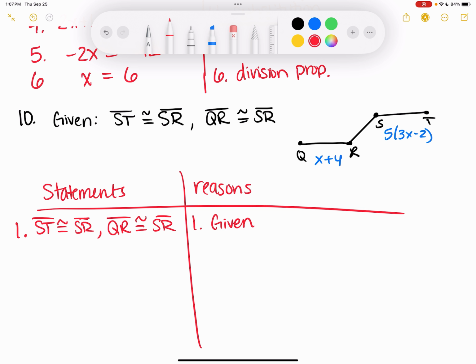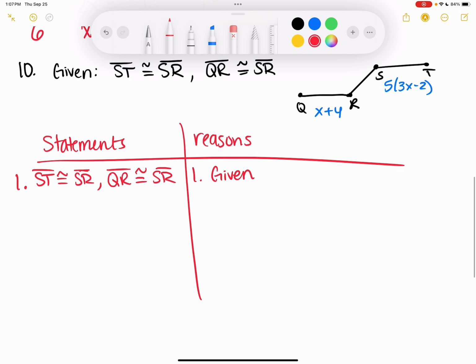All right, so kind of based on what I did in the last one, any guesses as to what my next step might be? ST is congruent to QR. Yep, and why can we do that? Transitive property of segment congruence. Yep. Transitive property.